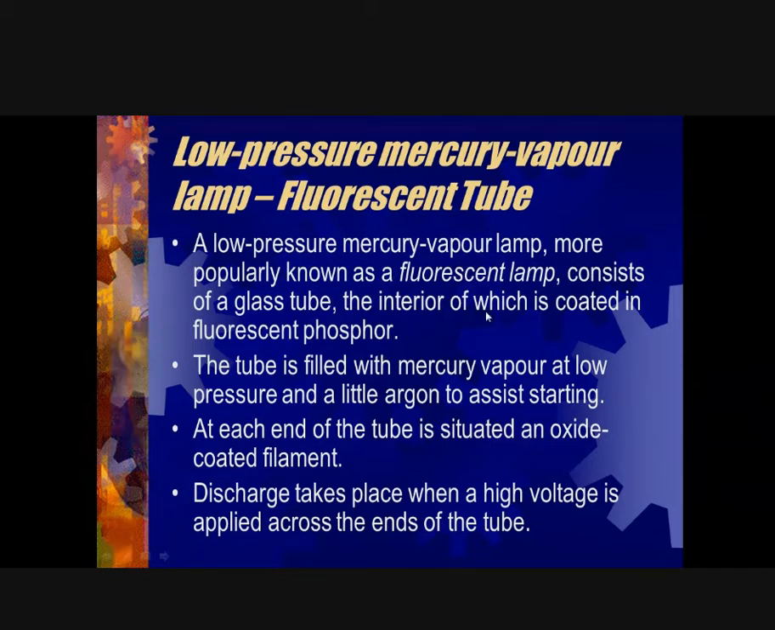All right, so our typical fluorescent lamp consists of a glass tube, of which the interior is normally coated with phosphor. So the inside of the fluorescent tube is normally coated with phosphor, and that is really to aid in the cooling process and the starting process. Now, the tube is filled with mercury at low pressure.